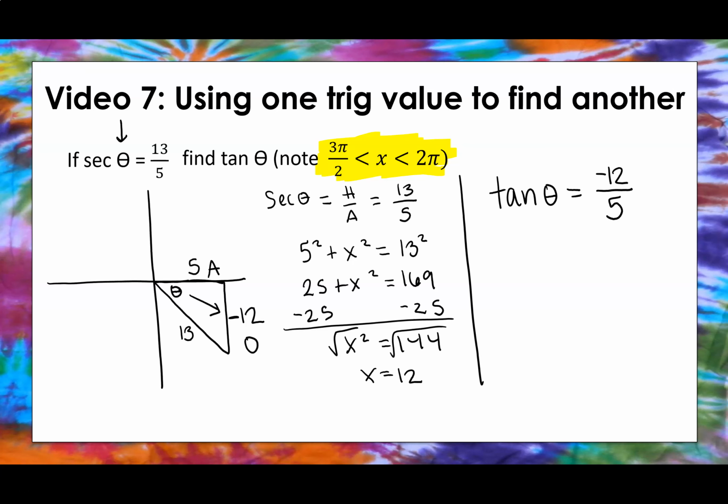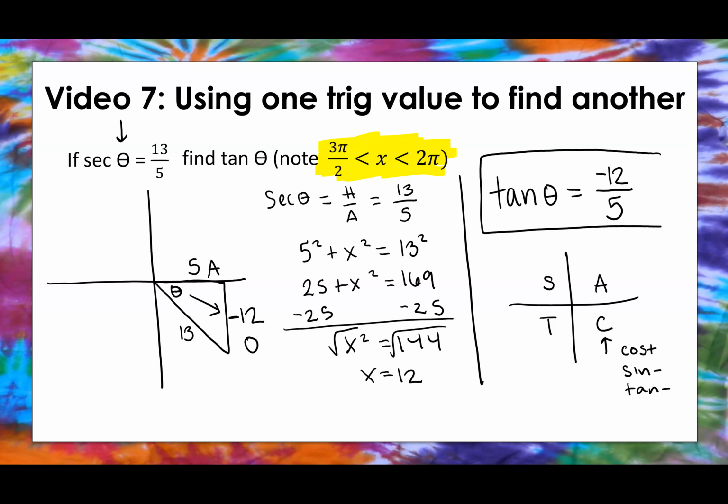Let's check that our sign is correct. Remember, all students take calculus. So here, only what is positive? Only cosine is positive. So sine will be negative and tangent will be negative. So do we have our correct answer? Why, yes, we do, because our tan is negative.